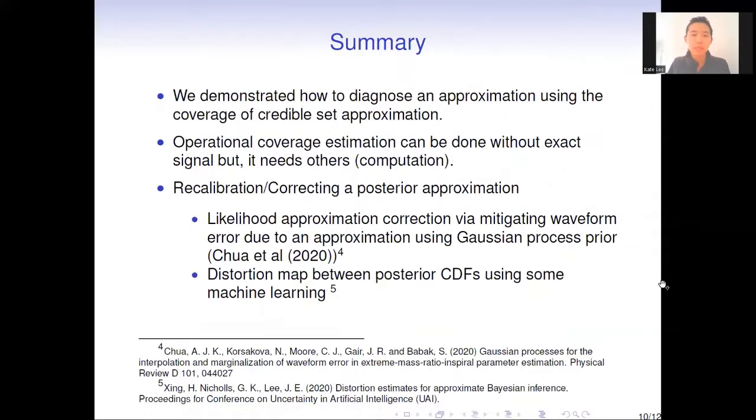In summary, we demonstrate how to diagnose an approximation using the coverage of a credible set approximation. Operational coverage estimation can be done with or without exact posterior simulation. But if you don't use exact posterior simulation, then you need some extra computation to deal with it. Once you estimate the damage, and the damage is not too big but not quite acceptable, then you may consider recalibration. So here are a couple of recalibration ideas. The first one uses a Gaussian process prior, and the second one uses a distortion map for recalibration.